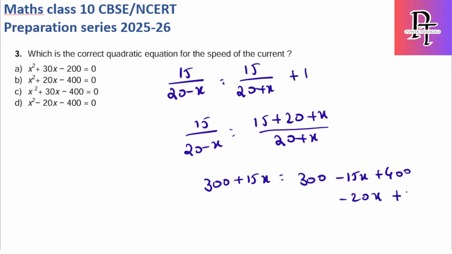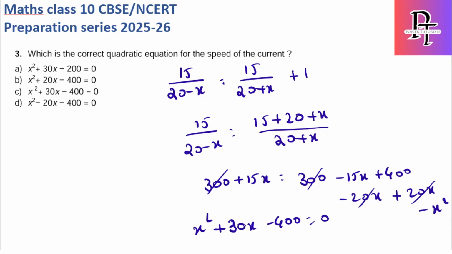plus 20x minus x square. If you want, you can also solve it in fewer steps, but I want to cancel faster, so that's why I wrote each and every term. Now 300 gets cancelled out, 20x gets cancelled out. So now if I move everything to the left side, this becomes x square plus 30x minus 400 is equal to 0.